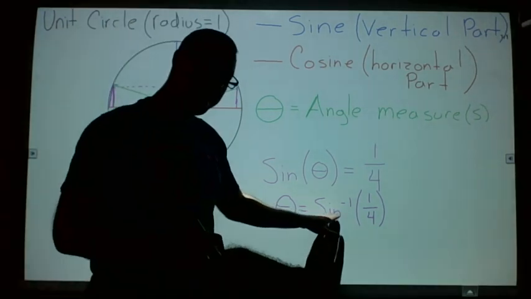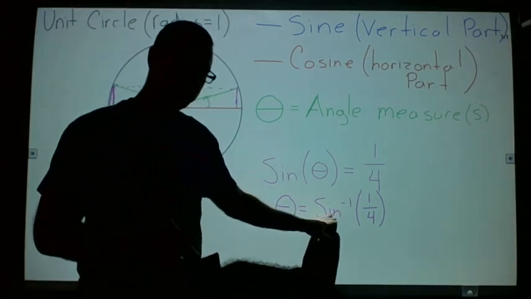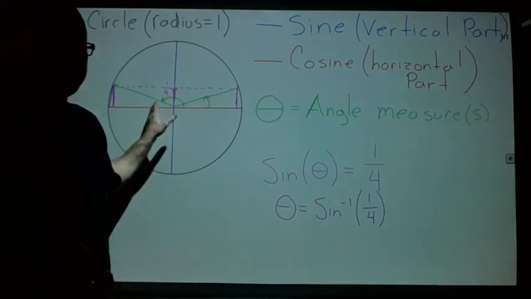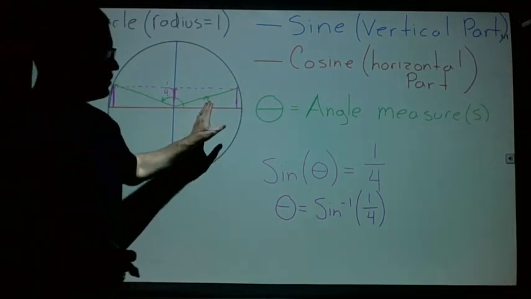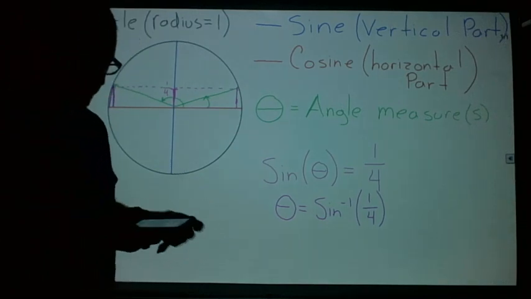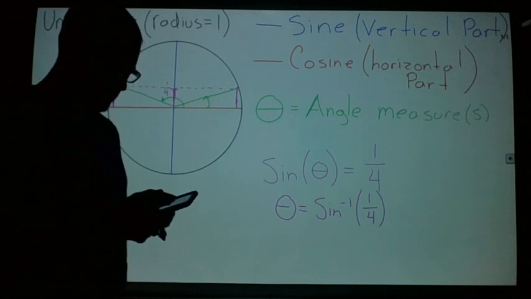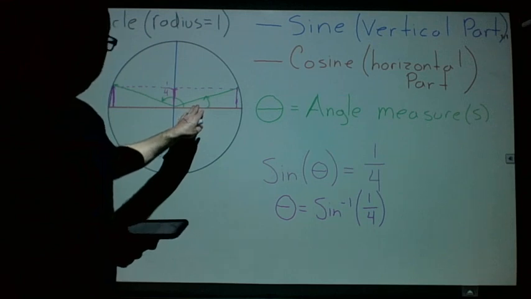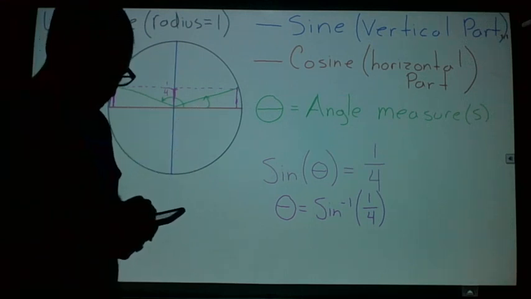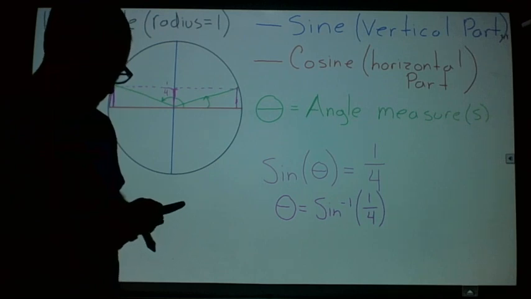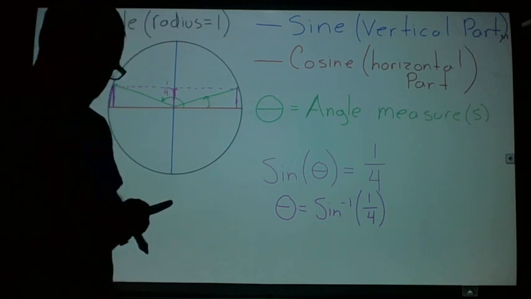Okay. And then I'm going to plug that into my calculator. But it's going to give me a problem. It's only going to give me one of these angles. So I'm going to do inverse sine of 1/4 on my calculator. So let me get my calculator out. This one we're going to solve in degrees. So I'm going to make sure my calculator is in degree mode, which it is. And then we'll also solve it in radians in just a second.